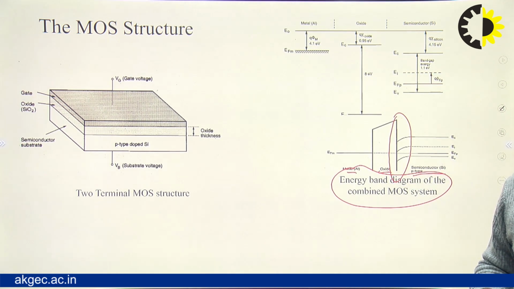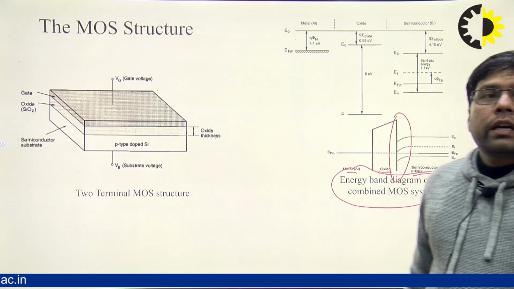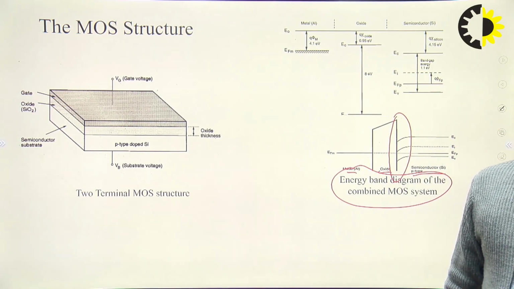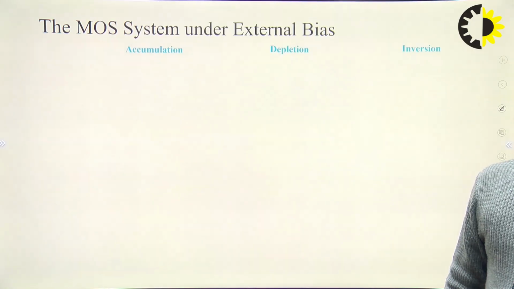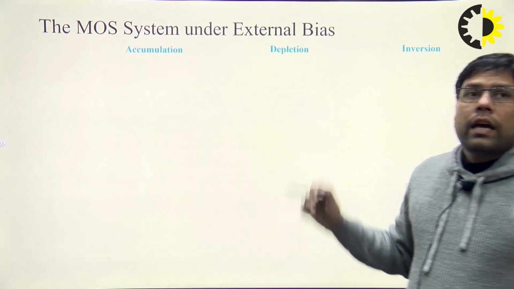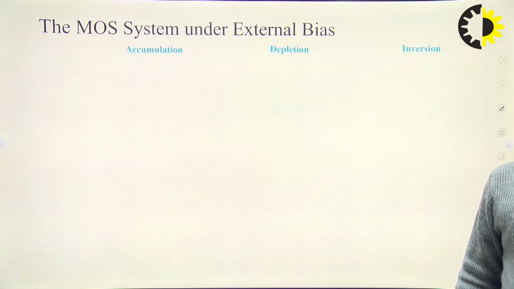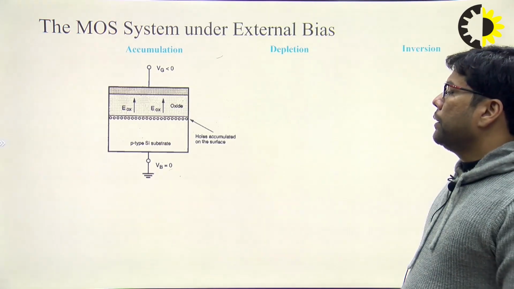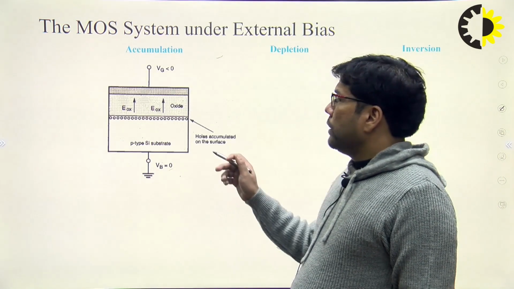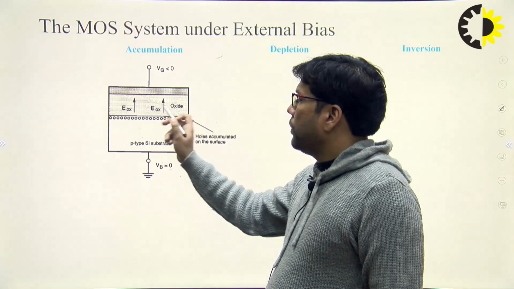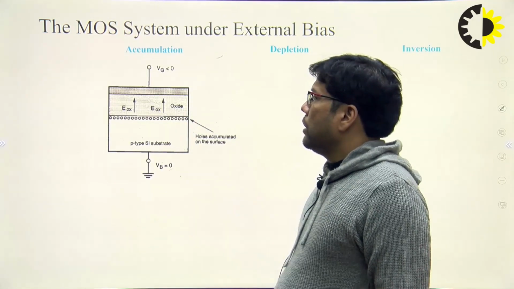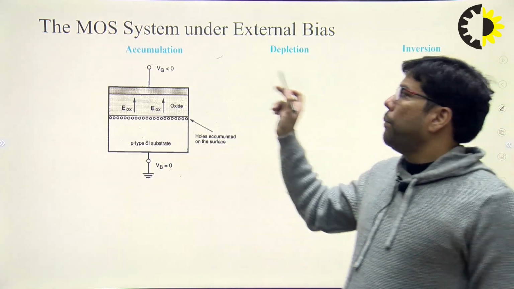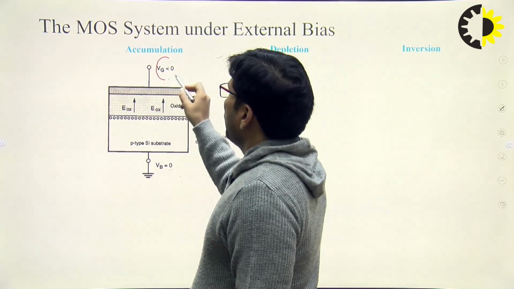Then we will discuss the three mechanisms that will happen in the case of MOSFET. So the first one is the accumulation, second is depletion, and third one is the inversion layer. So first we'll discuss the accumulation. So in the case of NMOS, we need to take the p-type as a substrate. So you can see here we have applied the negative gate voltage.